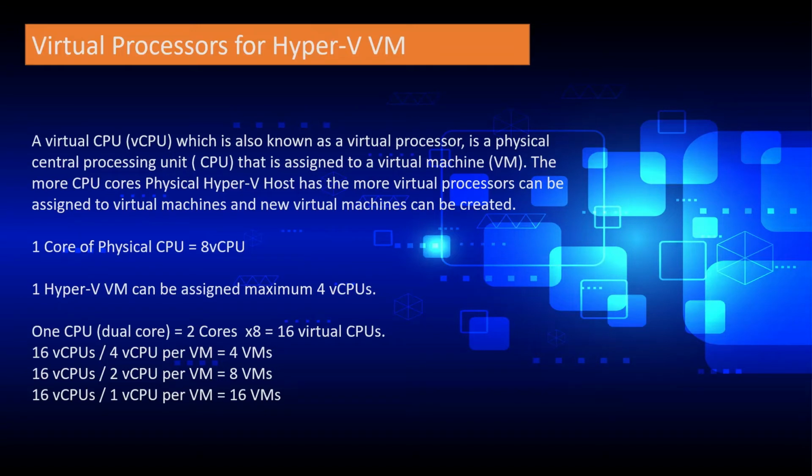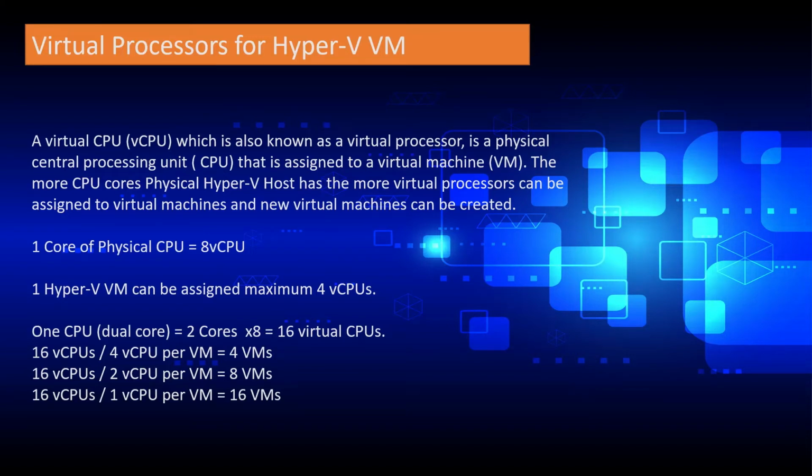Based on that, if we have 16 virtual CPUs available and we assign 4 virtual CPUs to each virtual machine, then we can create 4 virtual machines. In the next scenario, if we assign 2 virtual CPUs to each virtual machine, then we can create 8 VMs. And if we assign 1 virtual CPU to each virtual machine, we can create 16 virtual machines with 2 physical cores of our physical hardware. So that's how this equation works.